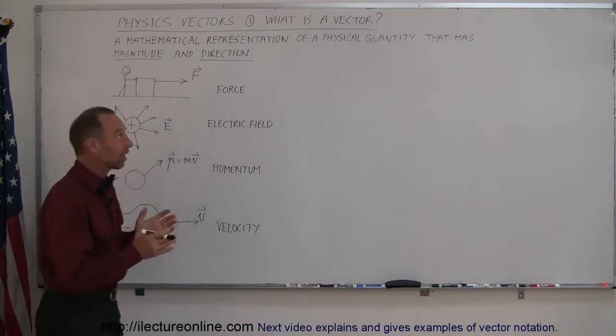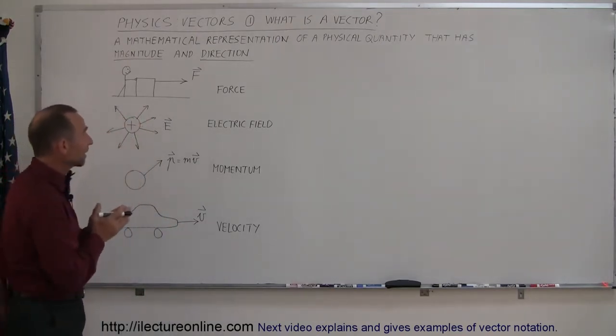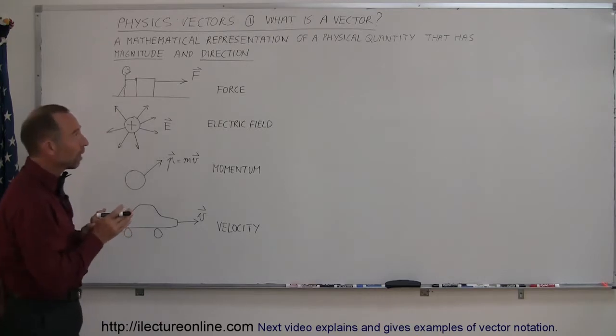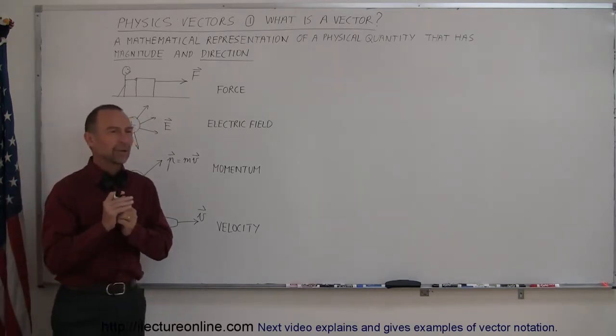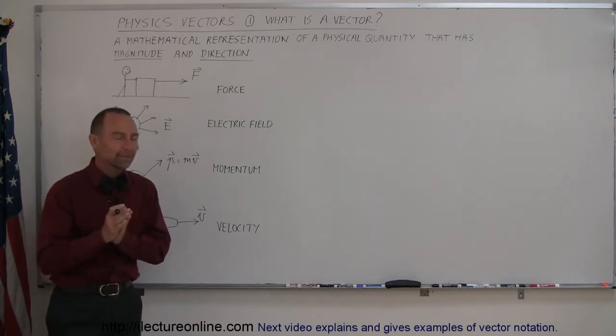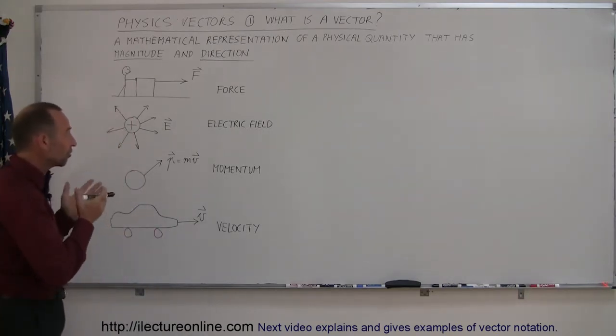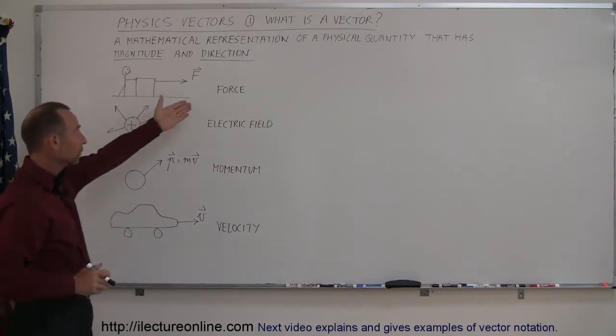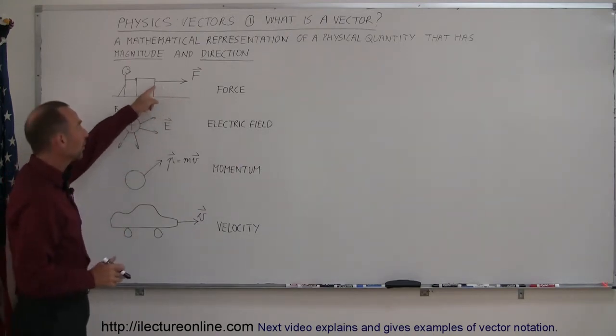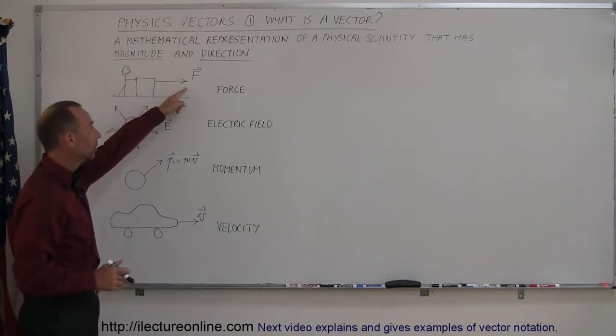Now a vector, as I described here, is a mathematical representation of a physical quantity that has both magnitude and direction. So what do we mean by that? Well, let me first give you some examples in physics of the kind of things you're going to encounter. You're going to encounter forces, so we can represent the force with an arrow.